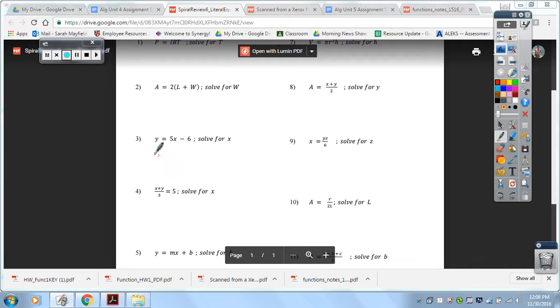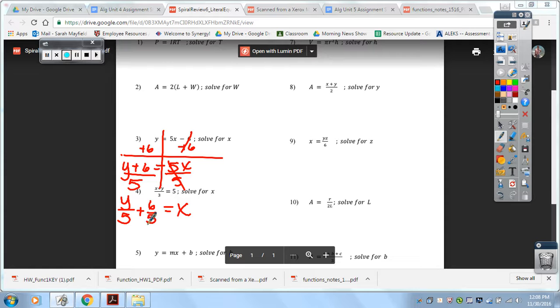So I'm solving for x. The first thing I'm going to do is add 6 to both sides. So I have y plus 6 equals 5x. Divide by 5, divide by 5. So x equals, I can split this up, y over 5 plus 6 over 5. Notice y over 5 I can't simplify, and 6 over 5 I can't simplify, so I'm done.